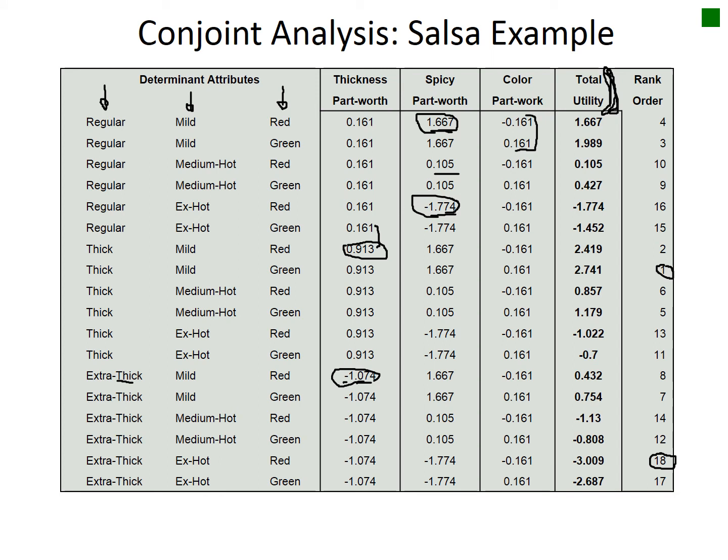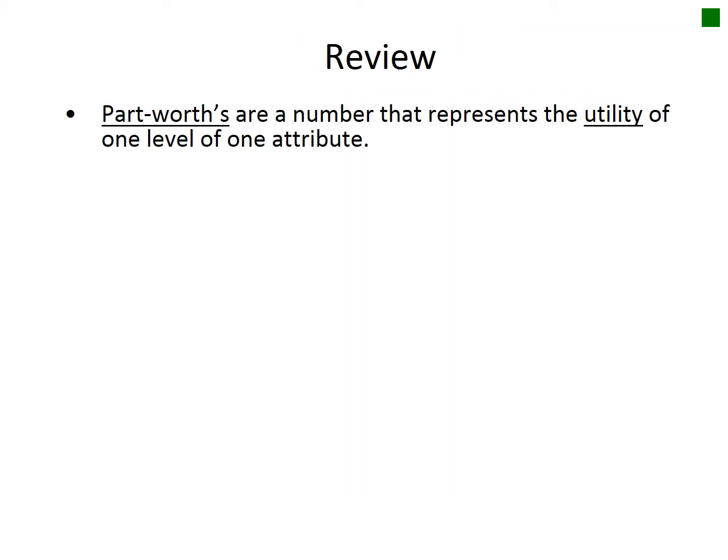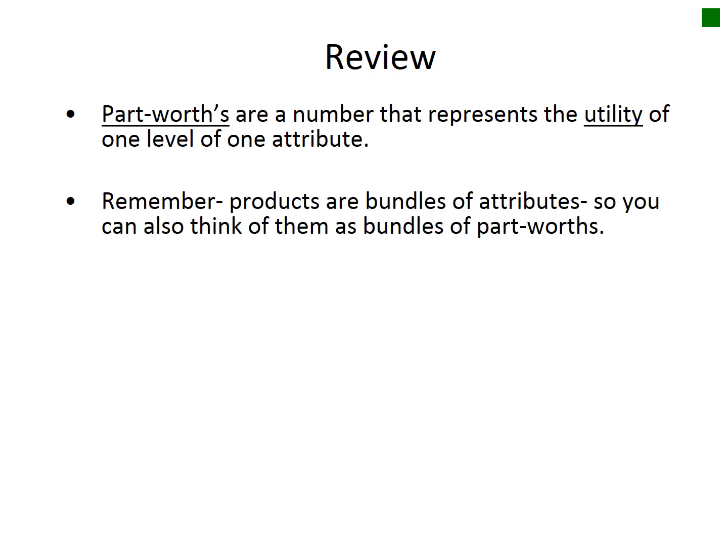I mean, they're comparable, they're sizable, they're standardized to each other. So they're comparable. So this is a way for us to compare levels equally and also attribute levels on the same playing field. All right, so part worth then is a number that represents the utility or the value that one level of one attribute has.